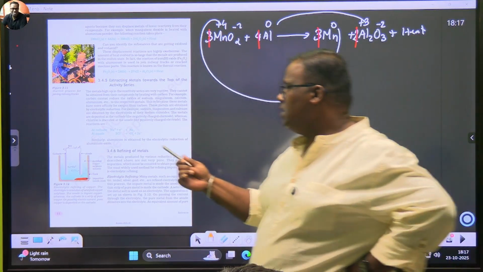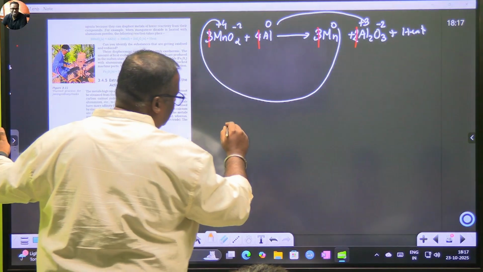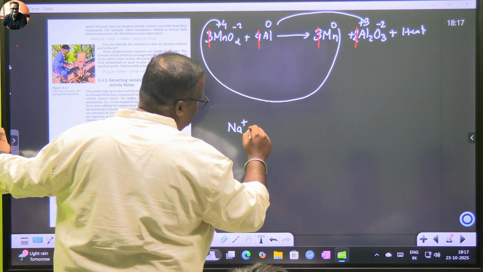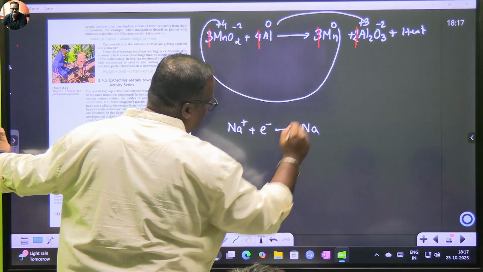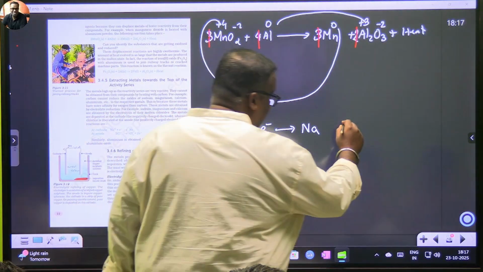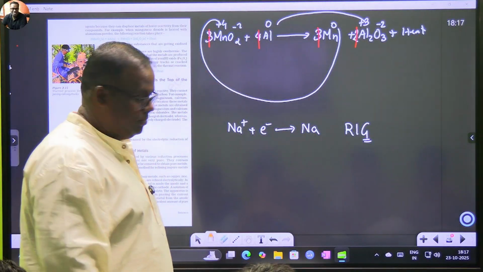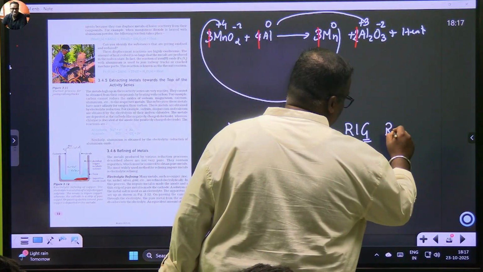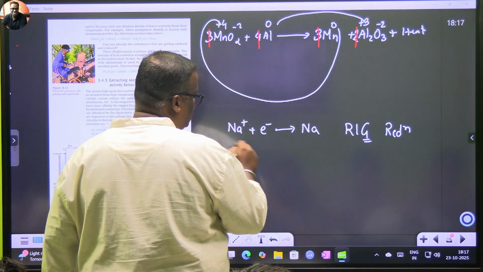So if you see at cathode, let's see the reaction. Sodium plus gains an electron and forms what? Sodium. Gain of electron is known as what? Reduction. Gain of electron, so this must be reduction. This is my reduction reaction.